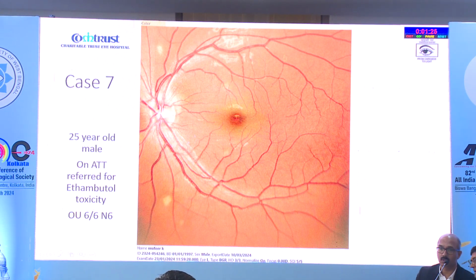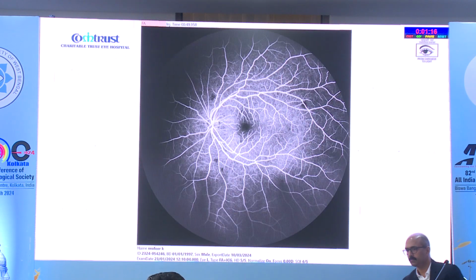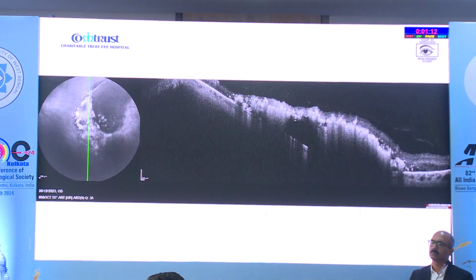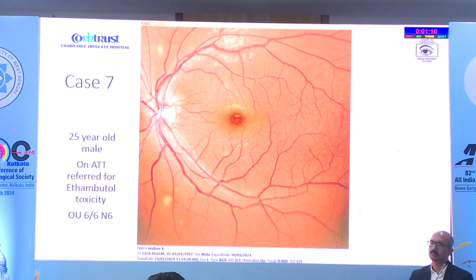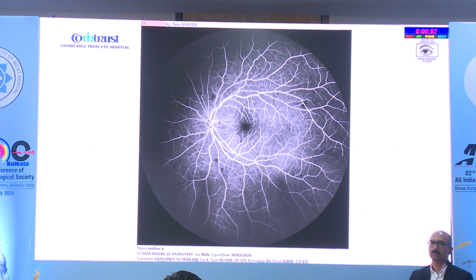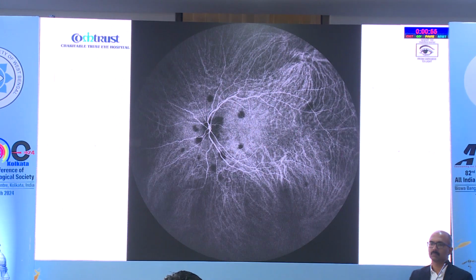And this was a 25-year-old male who was referred to rule out ATT toxicity because he was giving some visual symptoms. Actually, he didn't have ATT toxicity. He had 6/6 vision in both eyes. But what we saw on the fundus photograph were some small yellow dots, yellow deep lesions, which were not very well defined on the wide angle photo. But we did a fluorescein angiography and ICG.